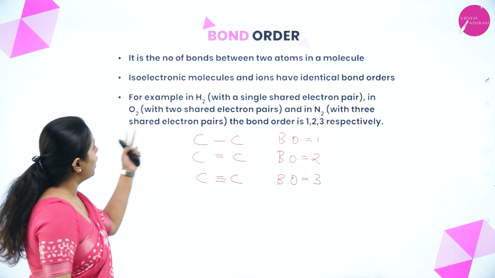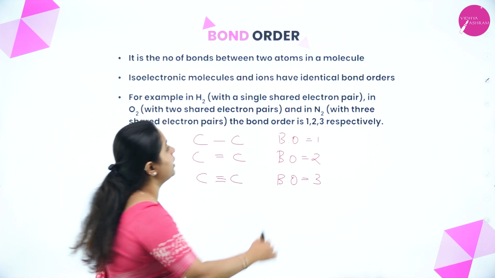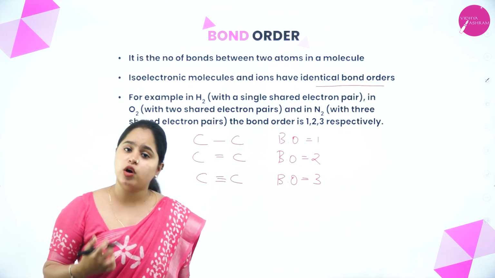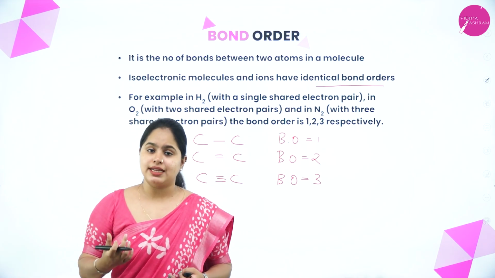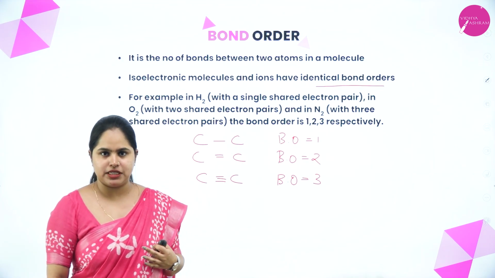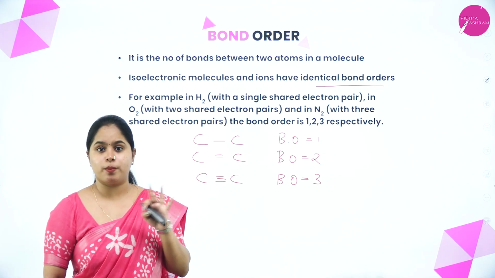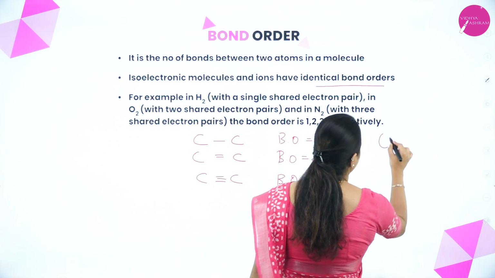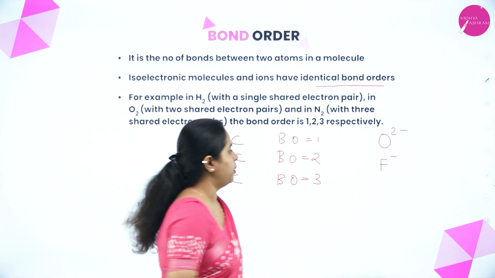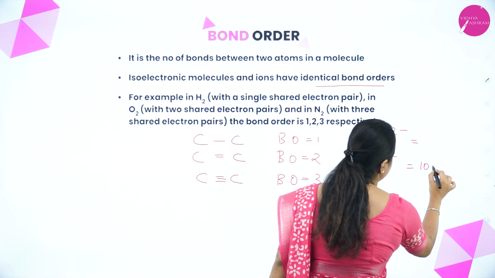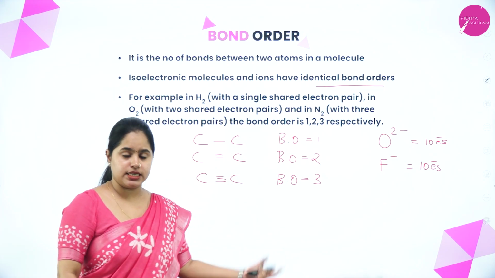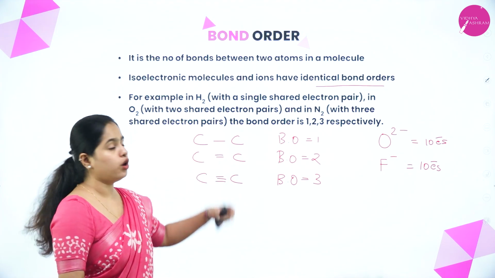Yes, simple. Now, isoelectronic molecules and ions have identical bond orders. We have studied about isoelectronic species as well, right? So what is an isoelectronic species? The ions or atoms having the same number of electrons are called isoelectronic species. So isoelectronic species will also have the same bond order. I hope you remember the examples that we have studied. Let's take these two, O2 minus and F minus. We know that in both these cases, a total of 10 electrons will be present, right? So in isoelectronic species, the bond orders will be the same.